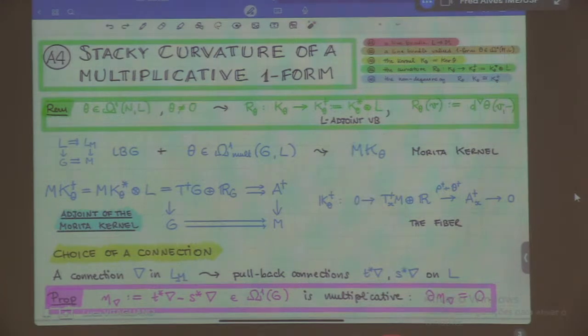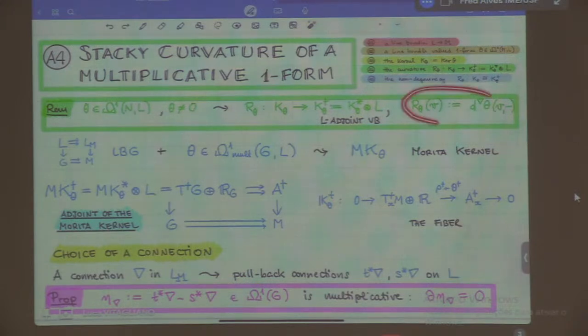Now I want to define a map from the Morita kernel to its adjoint, which should be a replacement for the curvature. But remember that the Morita kernel is TG plus L. So whatever these maps should be, they must be defined on all tangent vectors of G, not just on the kernel of theta.